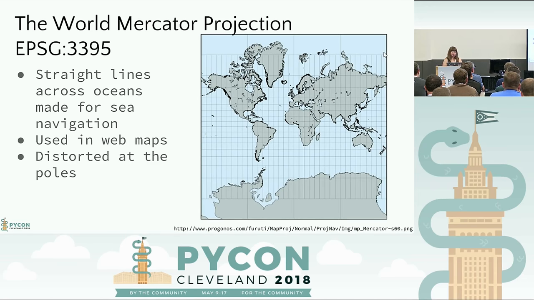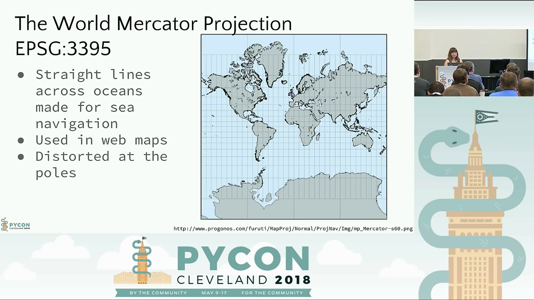Okay, so some examples of projections are the World Mercator projection, and this one probably looks somewhat familiar to you because this is what Google Maps uses, this is what almost all web maps use. And in the Mercator projection, these straight lines that you see on the map are actual straight lines. So this was a map that was used a lot for sea navigation because they could follow one of these lines and get where they needed to go.